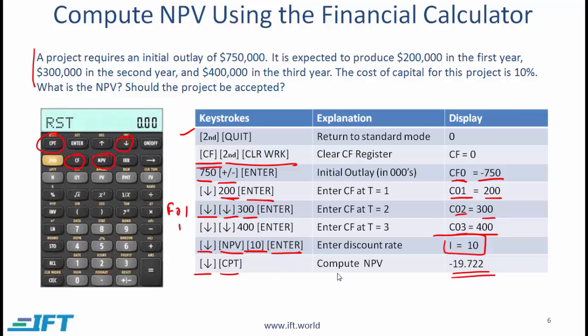19.722. A negative NPV, as I have emphasized before, means that the present value of the future cash flows is less than the investment. So that clearly is a bad thing, because if you are spending more money relative to what you will be getting, then clearly that project should not be executed. The answer to this question, should the project be accepted, is clearly no.